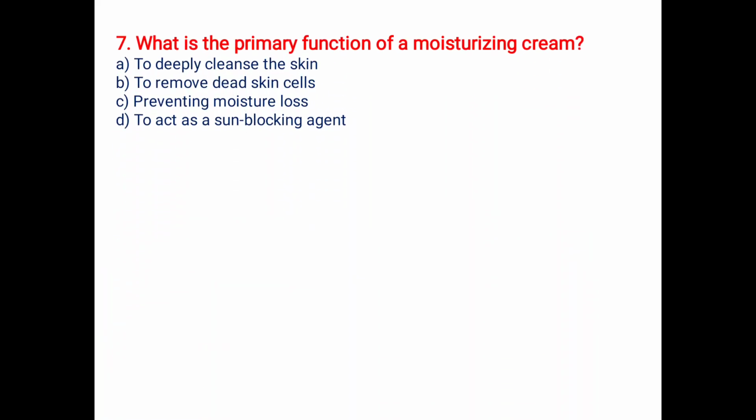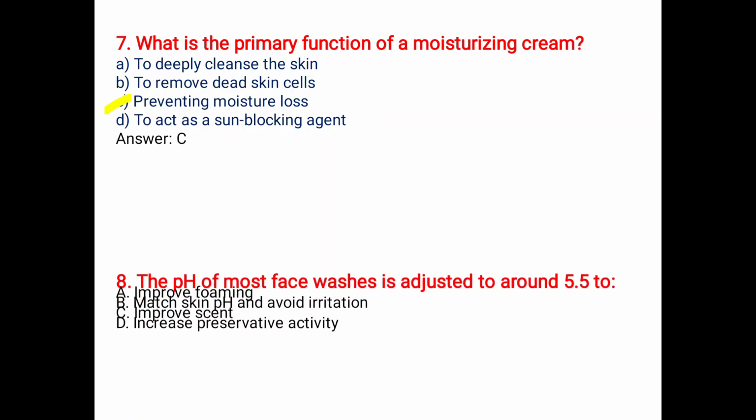Next, what is the primary function of moisturizing cream? A, to deeply clean the skin, B, to remove the dead skin cells, C, preventing moisture loss, and D, to act as a sun blocking agent. So prevent the moisture loss. C is the correct answer. Moisturizing, it can prevent the moisture loss.